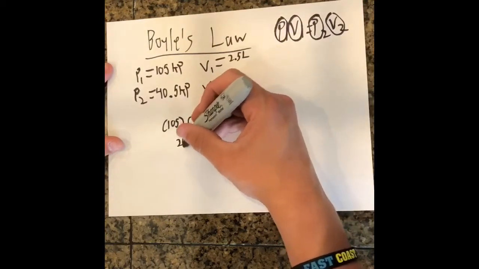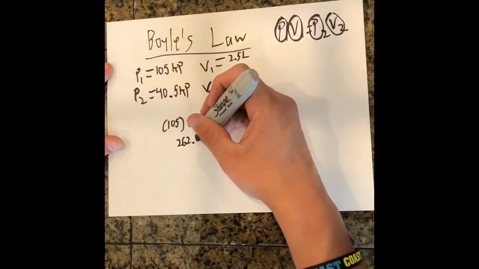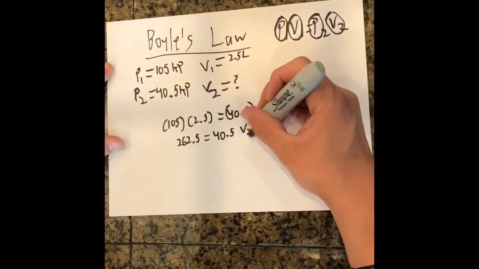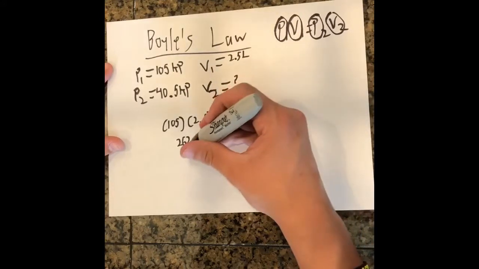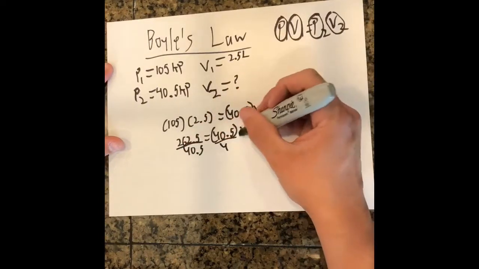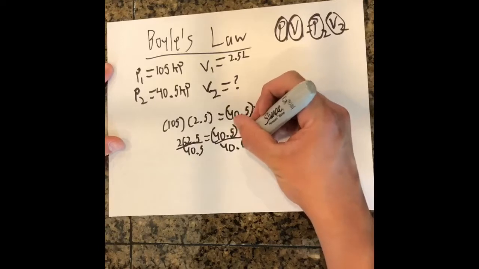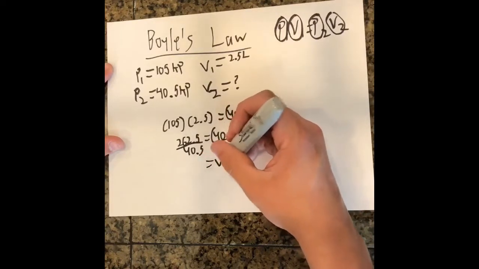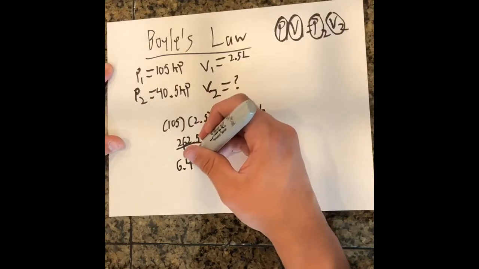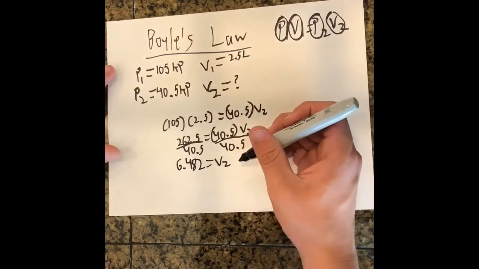First, we multiply the original pressure and the volume together, which equals 262.5. Then we will divide both sides by 40.5. This makes it so the new volume of the nitrous oxide sample is equal to the quotient of 262.5 and 40.5, which is 6.428 liters. This is Boyle's gas law.